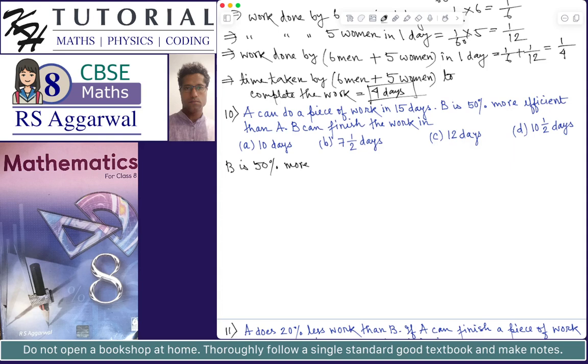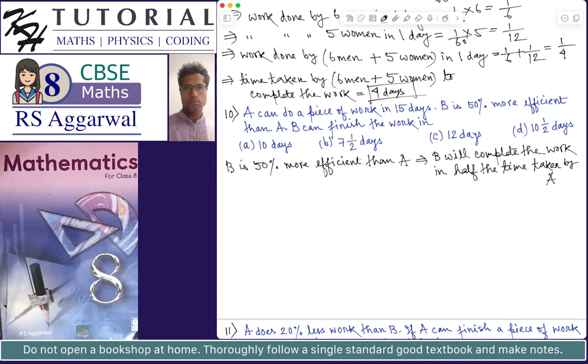So B is 50% more efficient than A implies B will complete the work in 50% less time, or half the time taken by A. So this is one way you can consider the fact that B is 50% more efficient than A means that B will complete the work in half the time taken by A to complete the work.